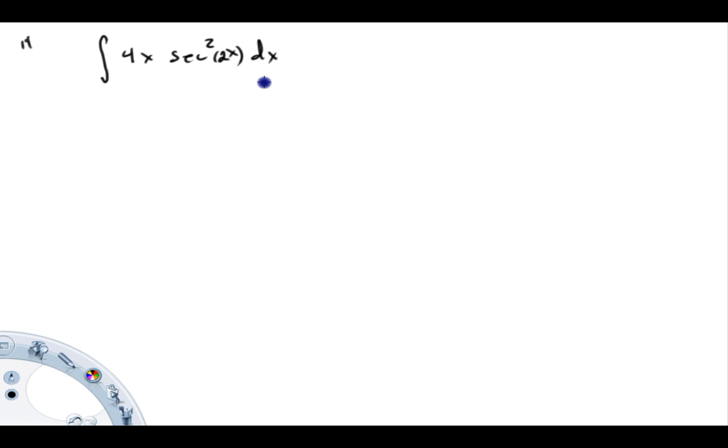I always want to comment, it's extremely important to know what method to choose. Integration by parts is a really good method when you're looking at the product of two functions of different types. We're looking at 4x, which is an algebraic function, and secant squared, which is a trigonometric function. So that's your clue that integration by parts is going to be a good way to handle this.